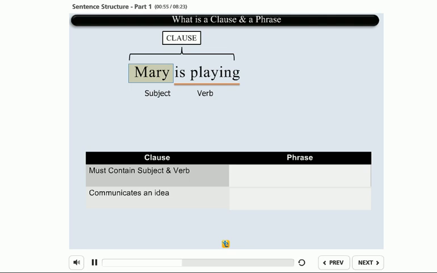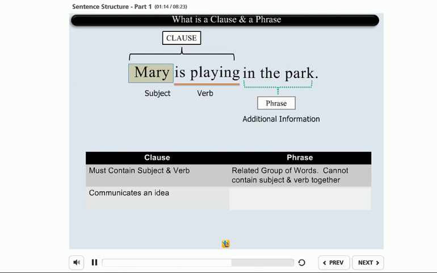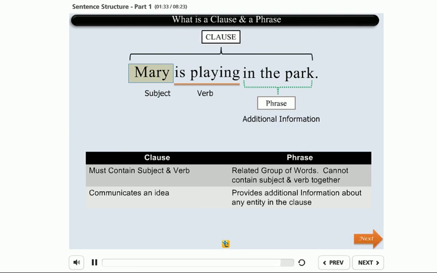Now let's see what is a phrase. Say at the end of this clause we add a related group of words, in the park. Now this group of words is called a phrase. Notice how it provides additional information about where Mary is playing. Thus, a phrase is a related group of words that appear together. This group of words cannot contain both the subject and the verb. And this group of words collectively provides additional information about any entity in the clause. Notice now, with this phrase, the entire statement becomes the clause.